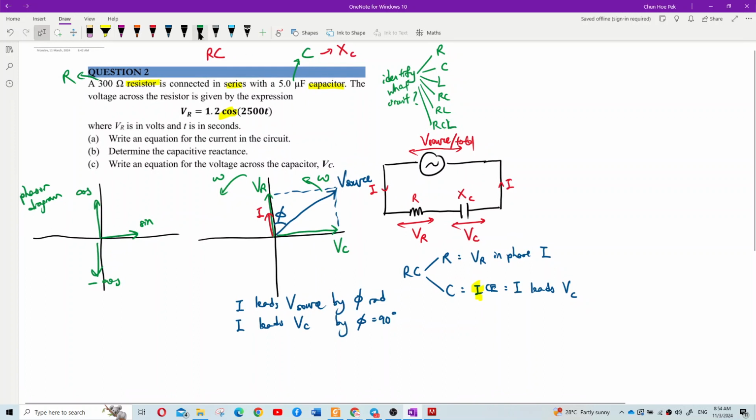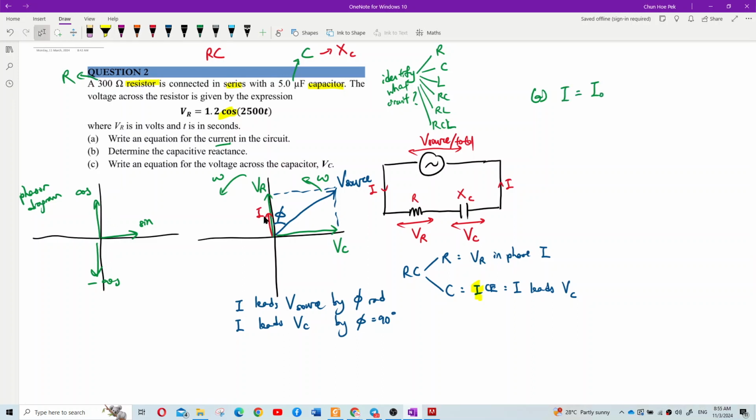Okay, don't waste any more time. Let's continue. So question A just now, what's the equation for current? Yeah, equation for current. So you see, VR is cos, so current also cos lah. Current also a cos graph. I equal to I naught cos omega t. Understand? And then question B, what is the capacitive reactance?